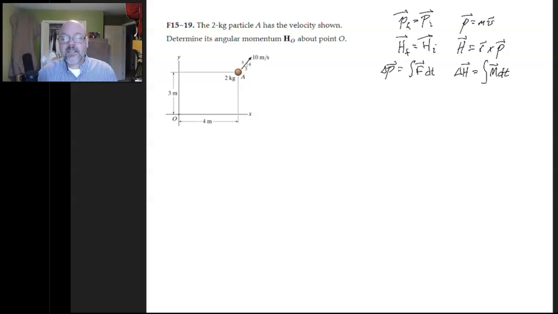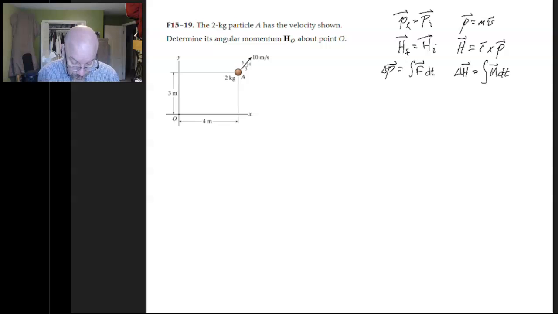Typically we do moments in 2 dimensions, so M is almost always in the z direction, but it doesn't have to be. We've seen some examples of that in the past, like in statics, where we did moments in 3 dimensions. So let's get to it here.